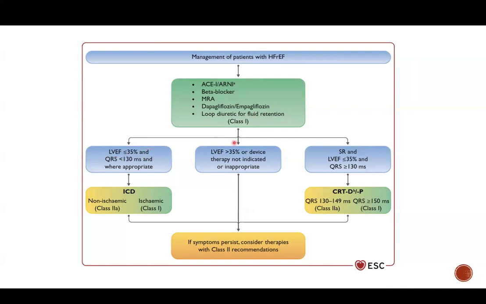Suppose the patient has class 1, and if the ejection fraction is less than 35%, and in ECG you see QRS of less than 130 milliseconds, the patient is actually indicated for ICD, that is, a defibrillator. That is, if ischemia is involved, and there is persistent EF less than 35%, then it is a class 1 recommendation, and class 2A for non-ischemic one. We will get to this in detail.